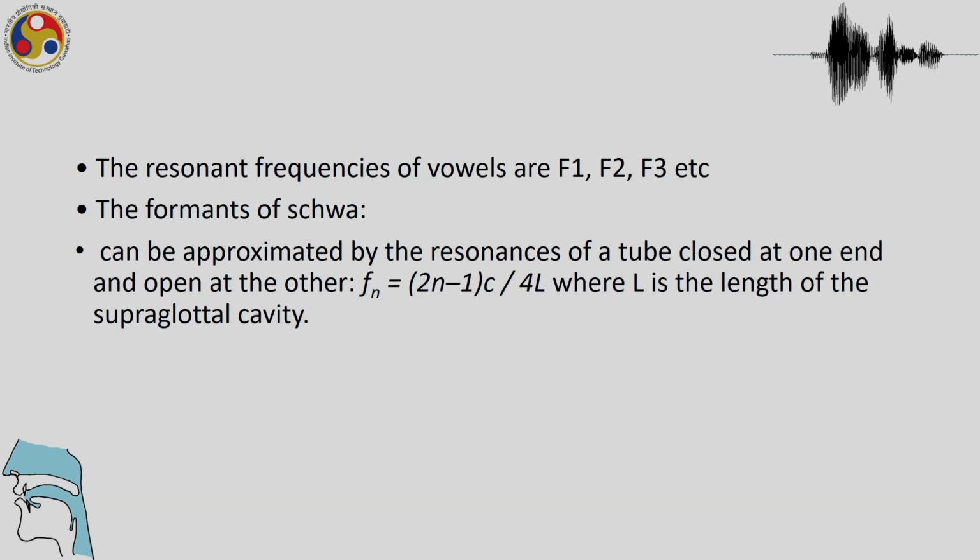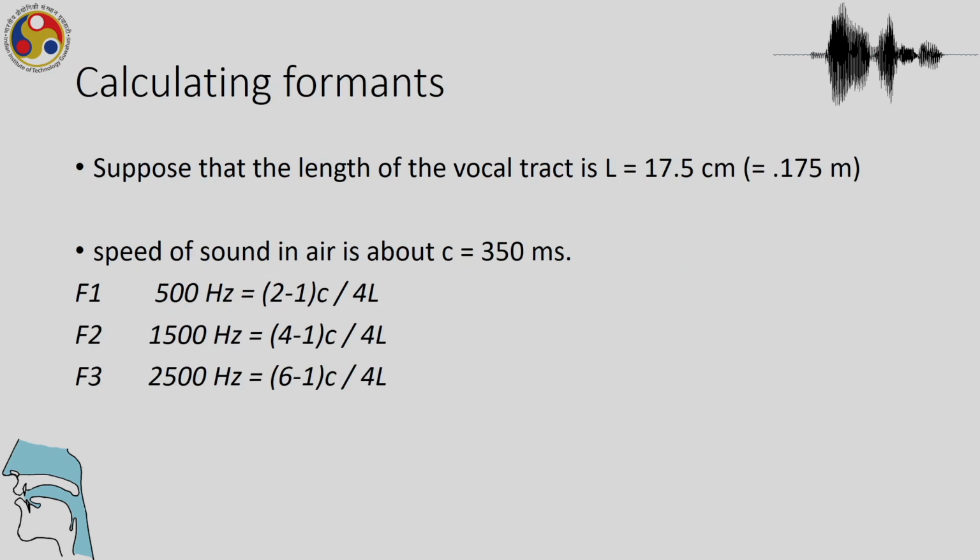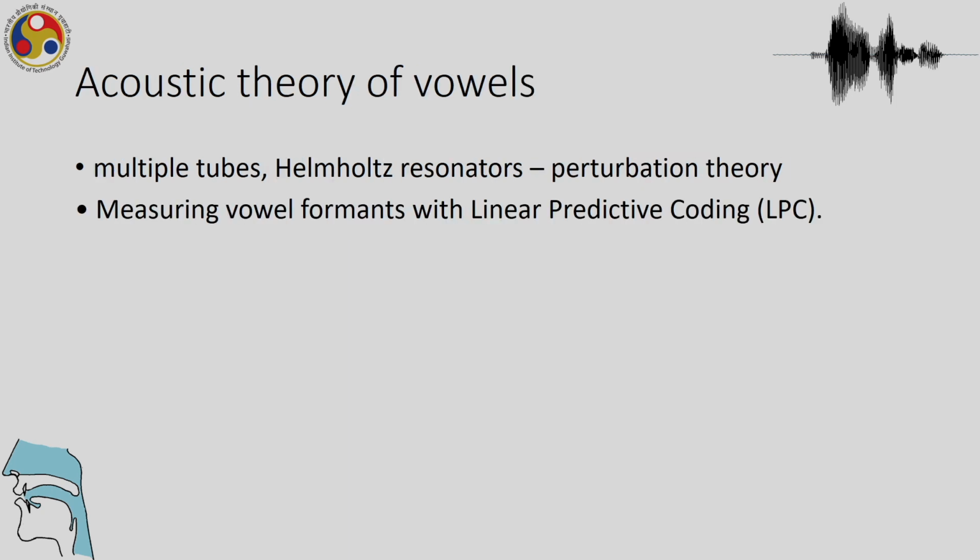So the resonant frequencies of vowels are F1, F2, F3, etc. and the formants of the schwa can be approximated by the resonances of a tube closed at one end and open at the other, where L is the length of the supraglottal cavity. And that's repeating what we saw a while ago, that if we assume this is the speed of sound in air and this is the length of the vocal tract, then these are the values that we get for the schwa. So the general acoustic theory of vowels is more complex than that.